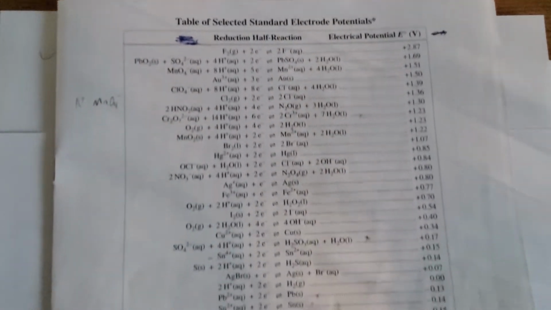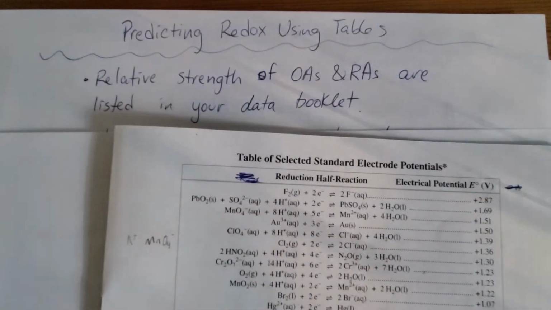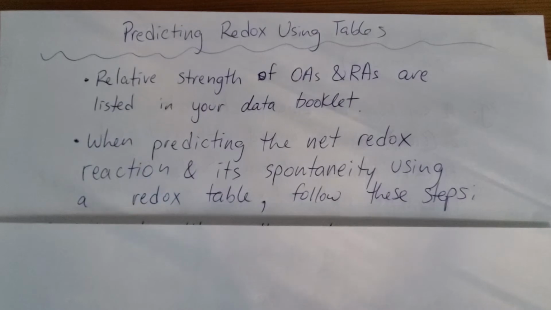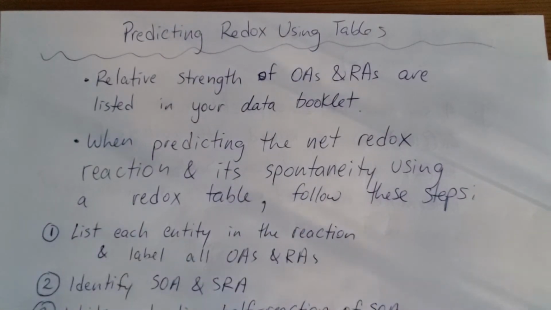So this is your data table. We're going to use it a lot, and I'm going to show you how to use it today to predict redox reactions, which is what it's most useful for. When you're predicting a net redox reaction and its spontaneity, you use the table and these steps. Like when we were introduced to complex half reactions, there are a lot of steps and it may seem somewhat overwhelming at first. But after a few examples, you just follow the steps without even really thinking about it. So here we go. I'm just going to give them to you, and we'll run through an example.